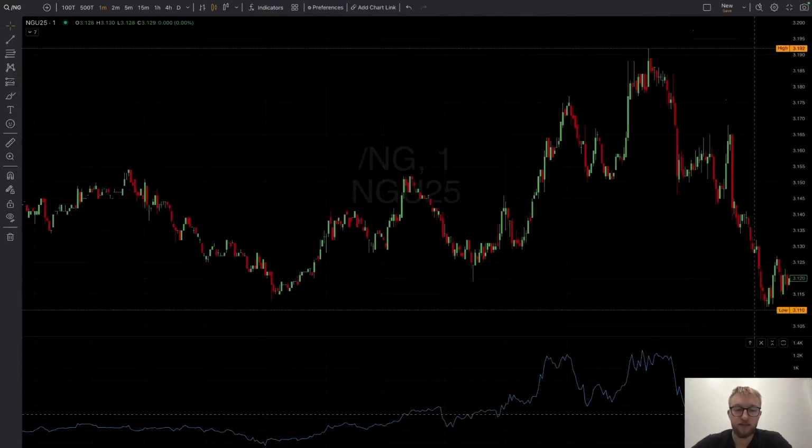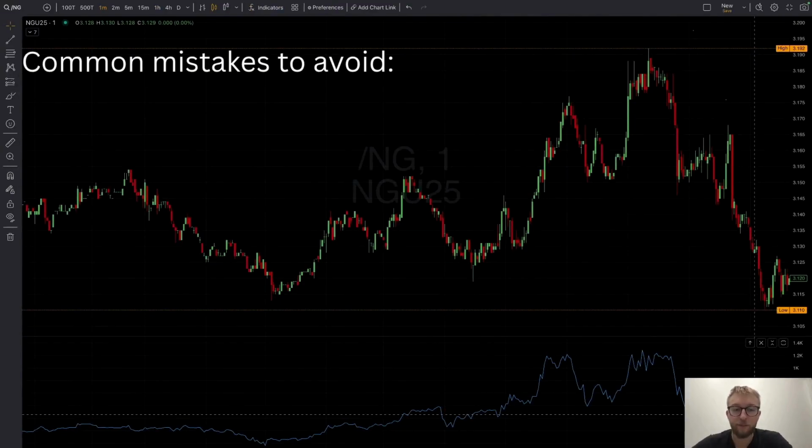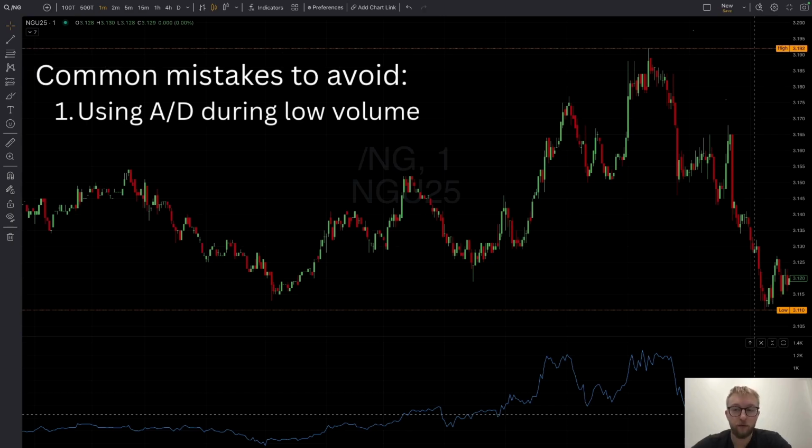What are some common mistakes when using the AD indicator? The most common is using AD on low volume assets. This will give you many false signals. And within that, low volume times. If you're trading on a shorter time frame like the 1 minute, you don't want to be using this in the aftermarket or Asian or London sessions if it's a US stock. Use it during peak volume times like market open and close.